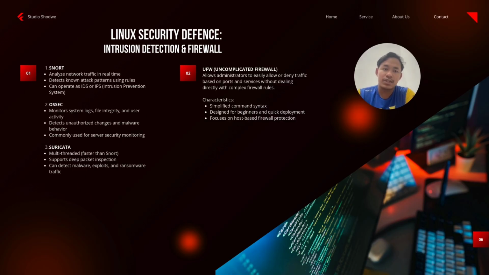Beyond the firewall, Linux relies on intrusion detection systems to identify malicious activity. Snort and Suricata function as network-based IDS by analyzing traffic in real time to detect attack signatures and abnormal patterns, while OSSEC operates as a host-based IDS that monitors logs, file integrity, and system behavior. Using these together, Linux can detect and block ransomware activity by identifying suspicious files, encryption behavior, unauthorized privilege escalation, and command and control network traffic.